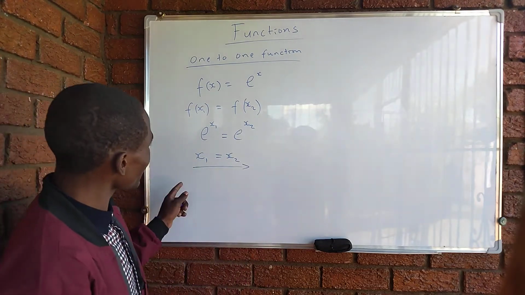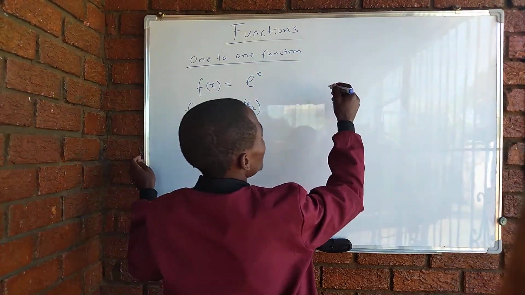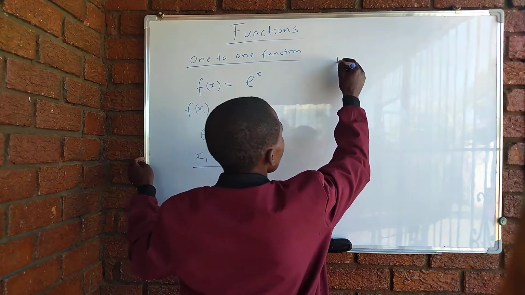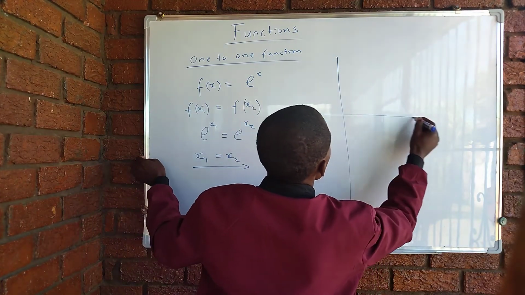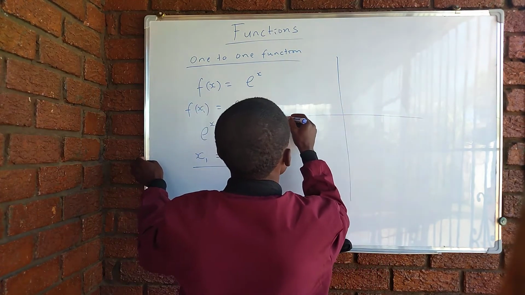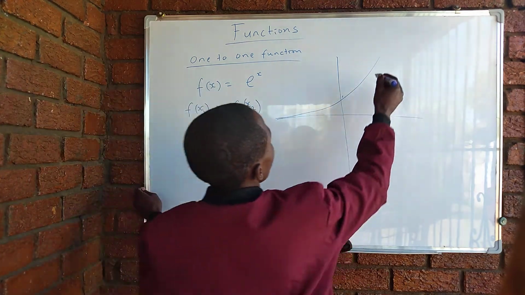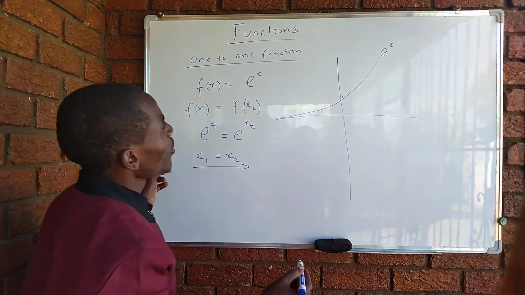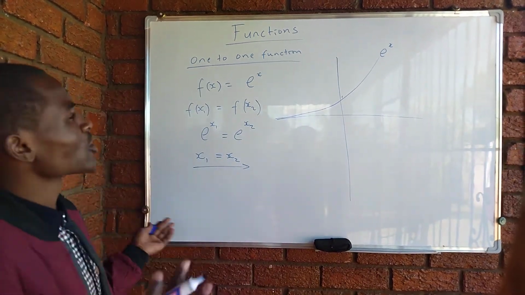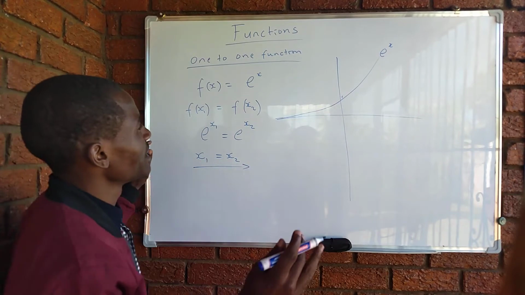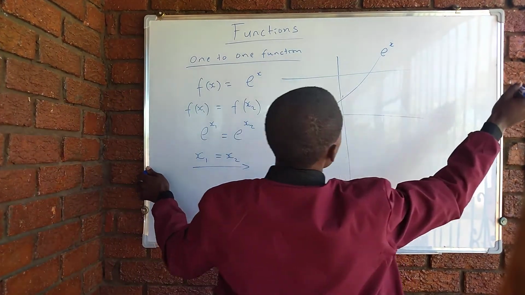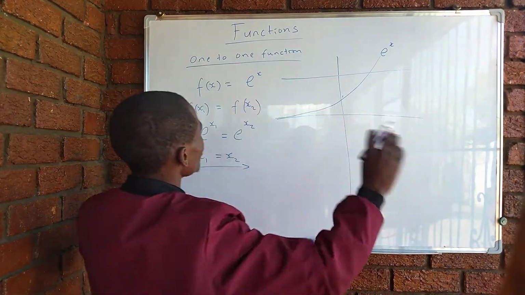Draw the graph of e to the power x, using curve sketching and transformation of graphs. So like this, e to the power x. Then the horizontal line test: you draw any horizontal line, any line.